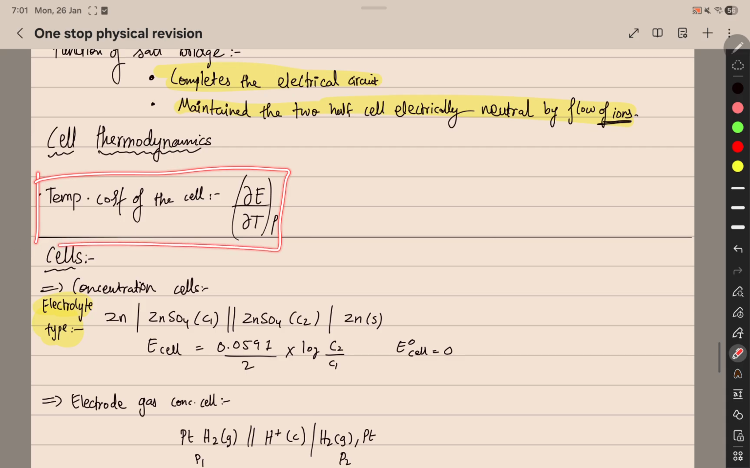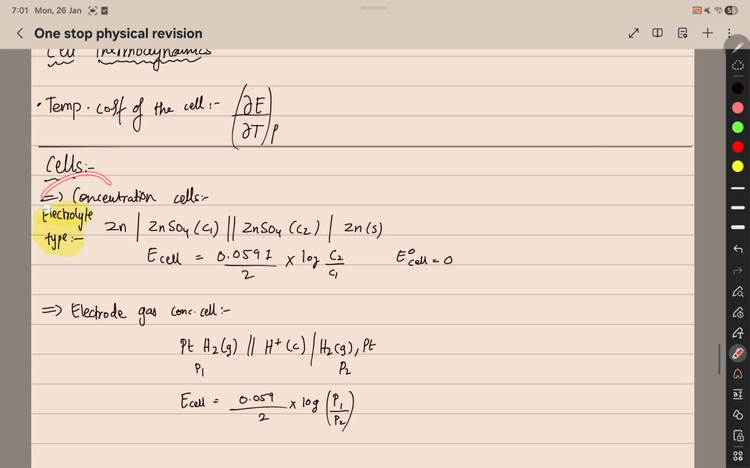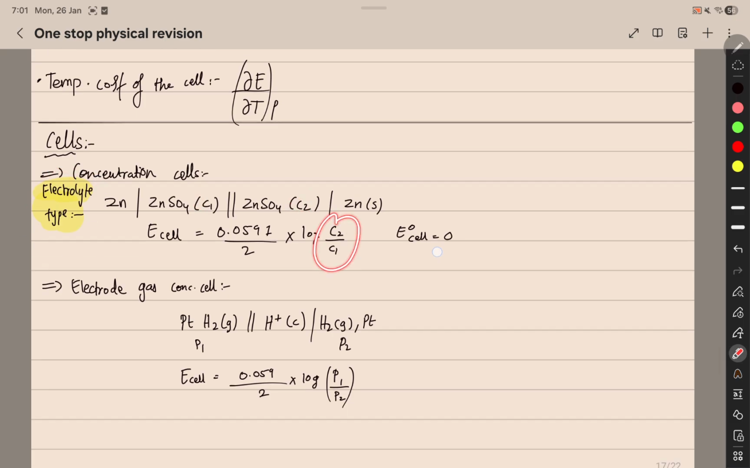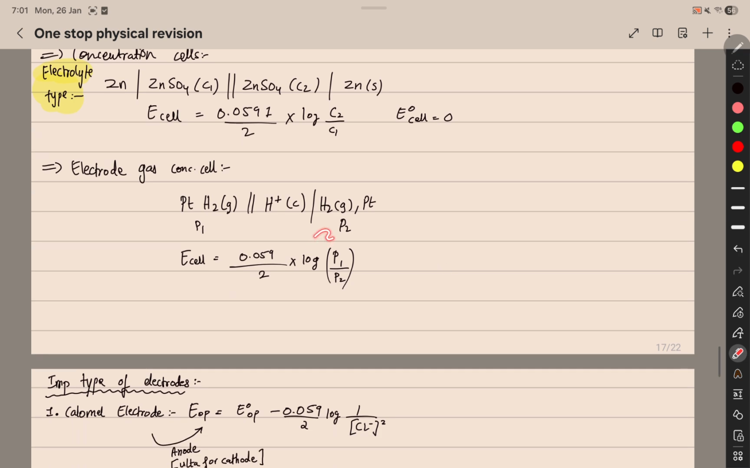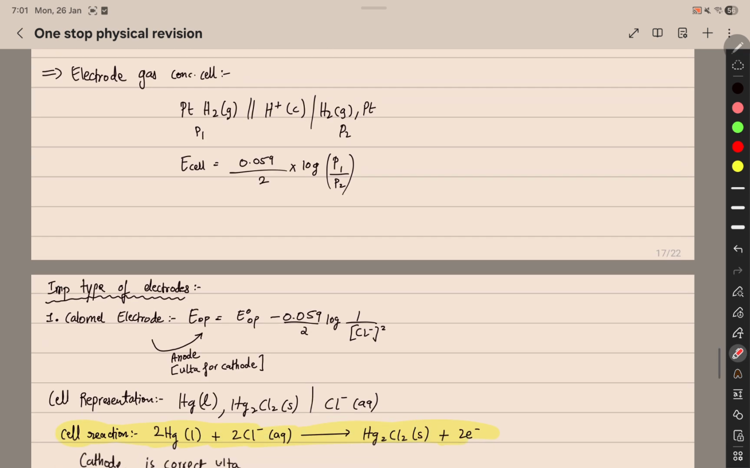The temperature coefficient of the cell is dE by dT at constant pressure. I don't know if they'll ask this, but I just put it. Concentration cell: you have the basic Nernst equations. You just put it for C2 by C1. This is for the electrolyte type. You just do C2 by C1, and you can easily derive these by writing the equations. I'm just summarizing everything. E cell is equal to 0.059 by 2 into log P1 by P2.